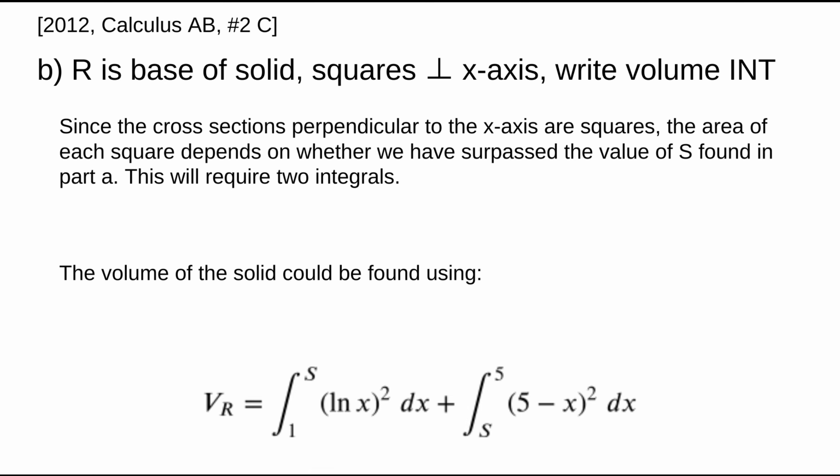That integral is finding the volume from 1 to s. Keep in mind, these cross sections are squares no matter where we're at, so the square doesn't matter on where we are relative to s, but the function we're using does. So we have that integral plus the integral from s to 5 of 5 minus x squared dx. All right, we don't have to evaluate this, so we're not going to, although we could with a calculator. We just need to write that integral.